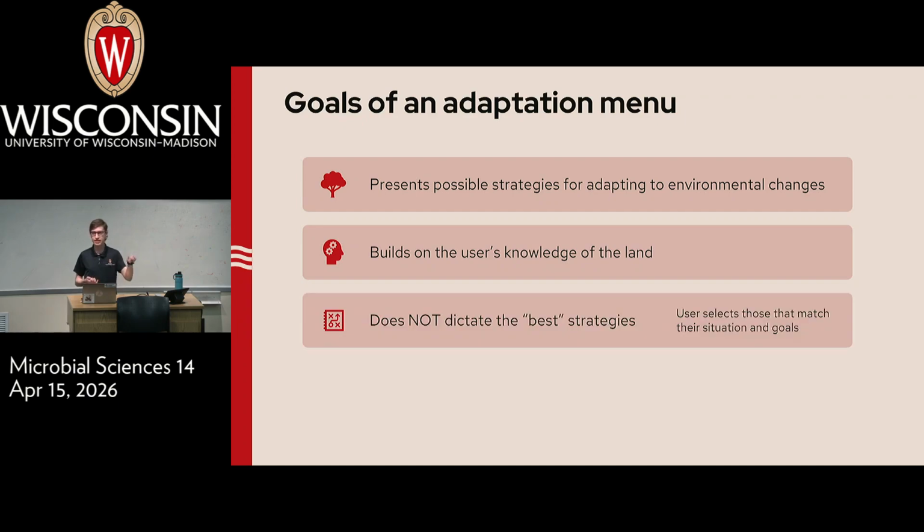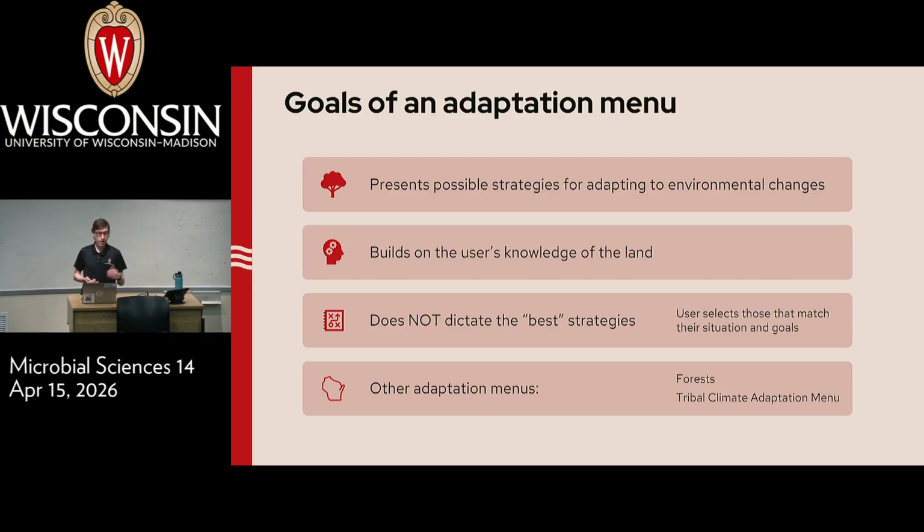So we're not saying this is the thing that you have to do. It's not prescriptive. The user gets to select the actions that match their situations and goals. So it's action-oriented, but we're not saying you have to take this action. It's here's the actions you could take, and here's how to decide which ones to do and how to actually do them if you're interested. So other adaptation menus that exist that were relevant as I developed this, there's one that's very technical and detailed for forests as a whole, and then there's also a tribal climate adaptation menu that incorporates Ojibwe and Menominee perspectives.